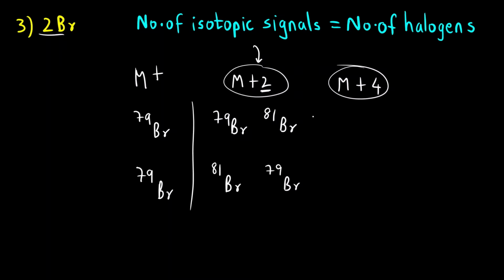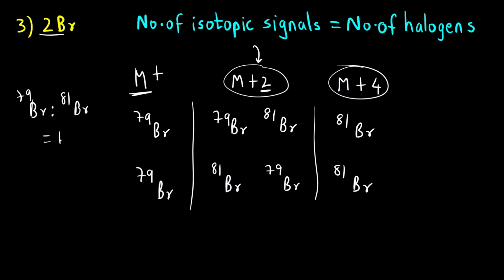Okay, and the last one, M plus 4. So we have to increase the mass by 4 units. So M plus 4, we will increase the mass of the M plus ion peak by 4 units. That is, both the isotopes will take plus 2. Okay, that is 81Br and this will also become 81Br. Now remember the ratio, 79Br is to 81Br is how much? 1:1.